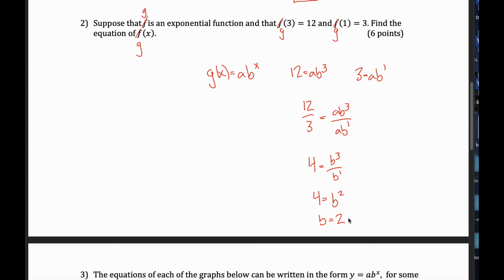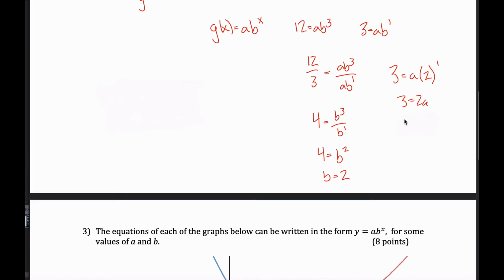And once I know that b is equal to 2, I can solve for a by plugging it in wherever I want to plug it in. This one might be easier. I get 3 is equal to a times, and then instead of writing b, I'll write 2 raised to the 1 power. So 3 is equal to 2a. So dividing both sides by 2, I get that a is equal to 3/2.